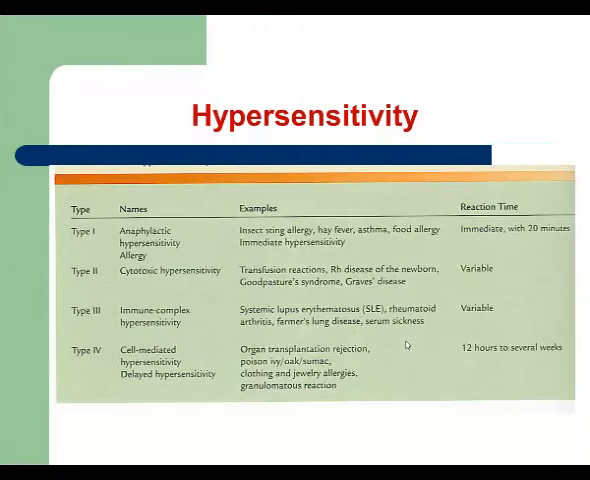And finally, type 4 hypersensitivity reactions. This type is also called cell-mediated type or delayed hypersensitivity. Why do we call it delayed hypersensitivity? Because, as you see, reaction time for this type is 12 hours or longer, sometimes several weeks. Examples of this type are rejection of transplanted organs, poison ivy reaction, and the TB skin test.